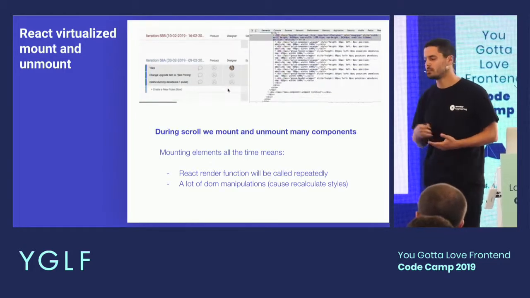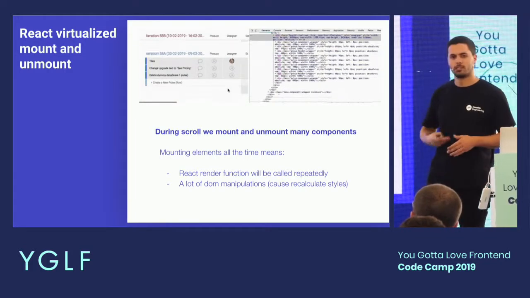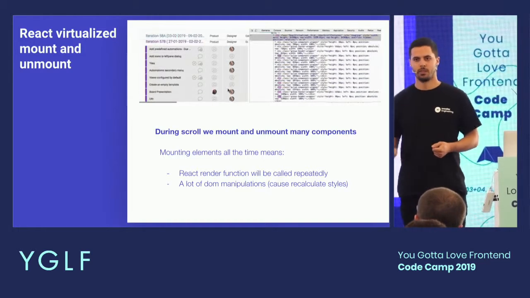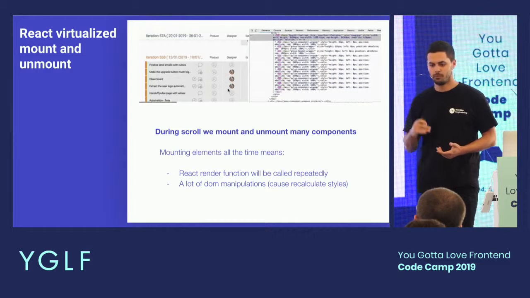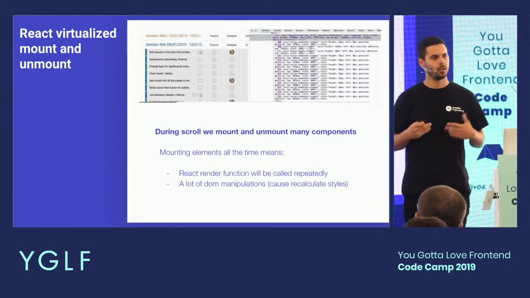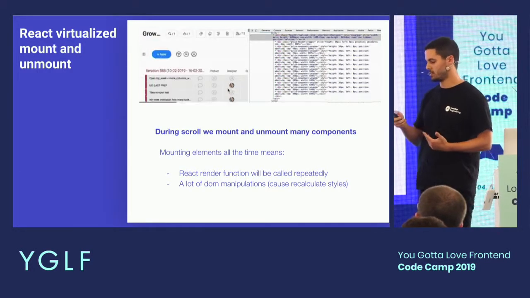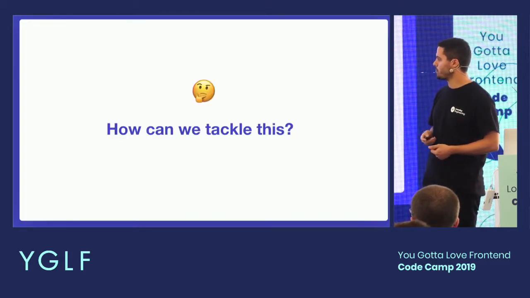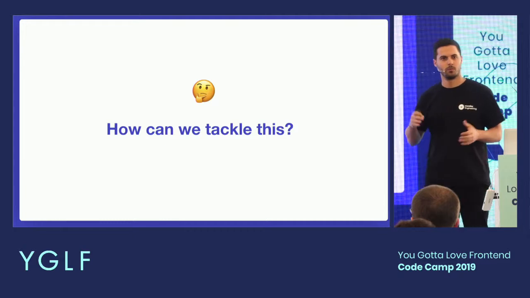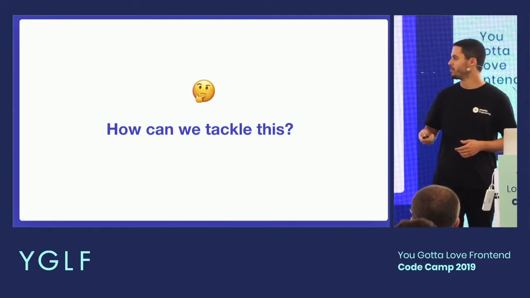So what actually happens here is that React render is called for each element that is added on the bottom, and every time we remove an element from the top, we need to recalculate the styles of all the elements in the list. This is obviously not efficient at all. But how can we tackle it, and what did we do at this point in time?